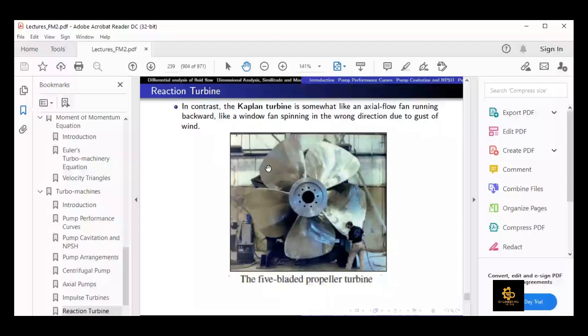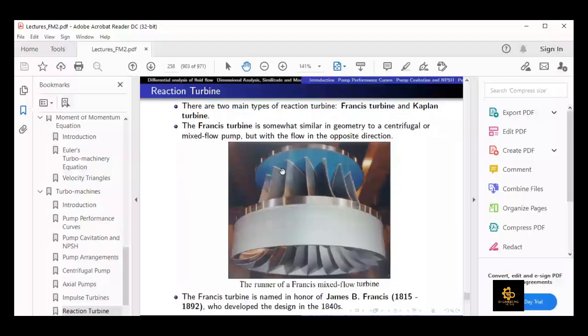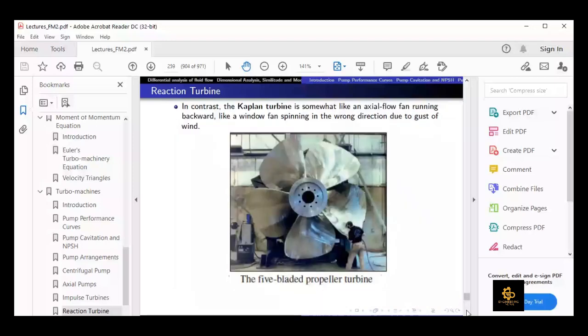And then what is the difference between these two types of turbines? First of all, these Kaplan turbines are axial machines, while this is a mixed flow machine. Mixed flow machine means that the fluid comes in the radial direction and goes out in the axial direction. While this Kaplan turbine is an axial machine, where the fluid comes in the axial direction, inlet to the blade, and then goes out in the axial direction as well.